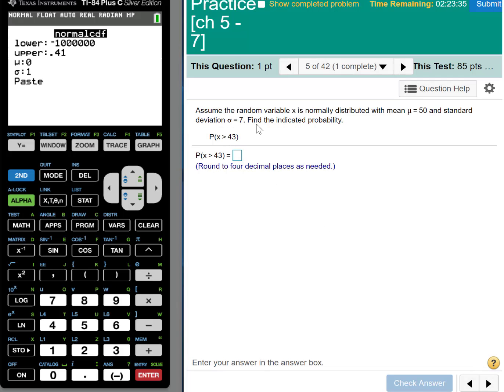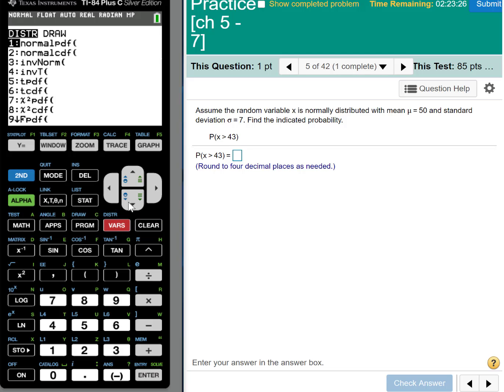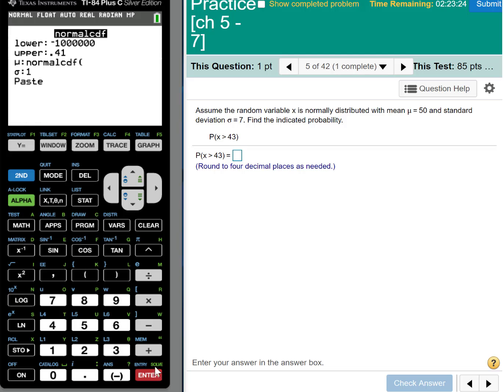Probability of X greater than 43. Now we want the area to the right of 43. So you can do the same thing. Second, distribute. Okay, normal CDF. I have to go up. Oops. Let me clear this. You have to put a number in order to allow you to clear it. Okay, now I'm going to clear.